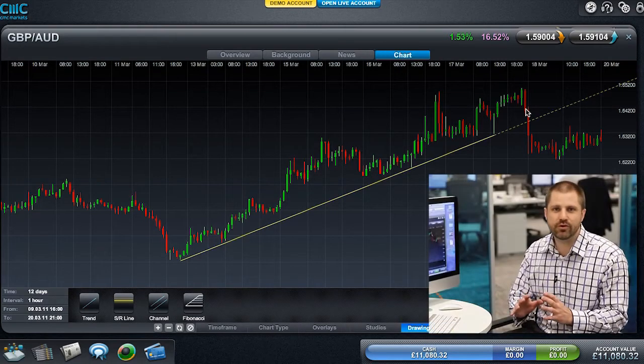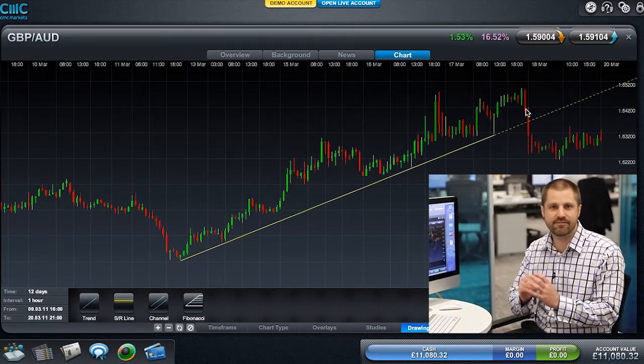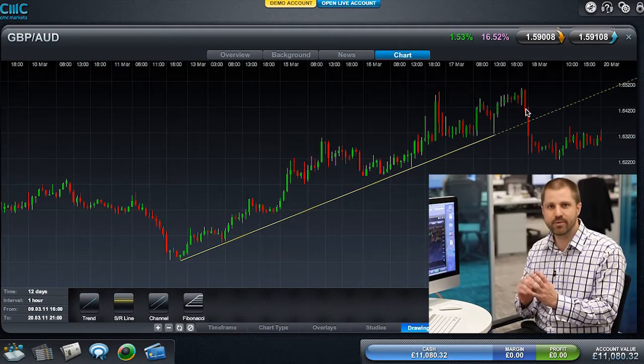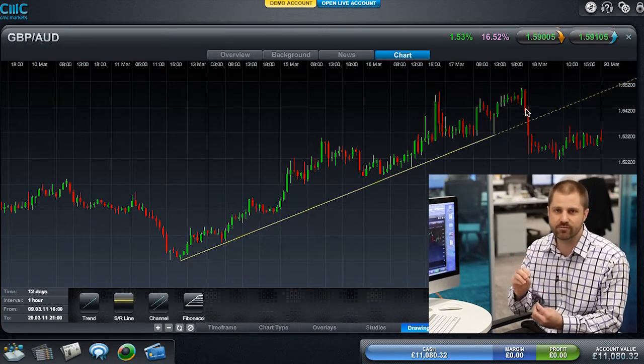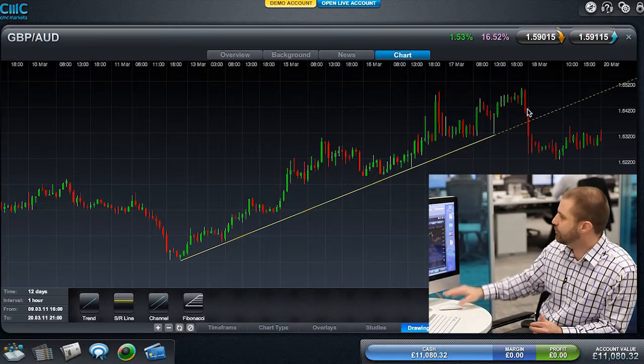Now the reason we put on a stop loss is just in case it's a false breakout. It breaks down a little bit, goes back up and follows the trend. So we want to make sure that we have our risk management levels on. So really important to do that.